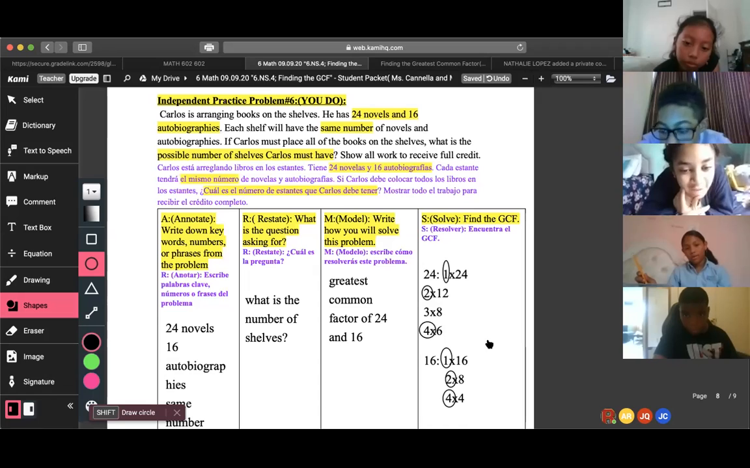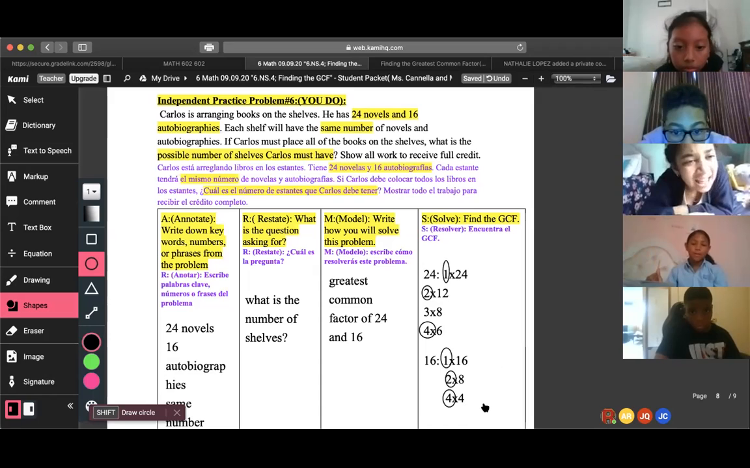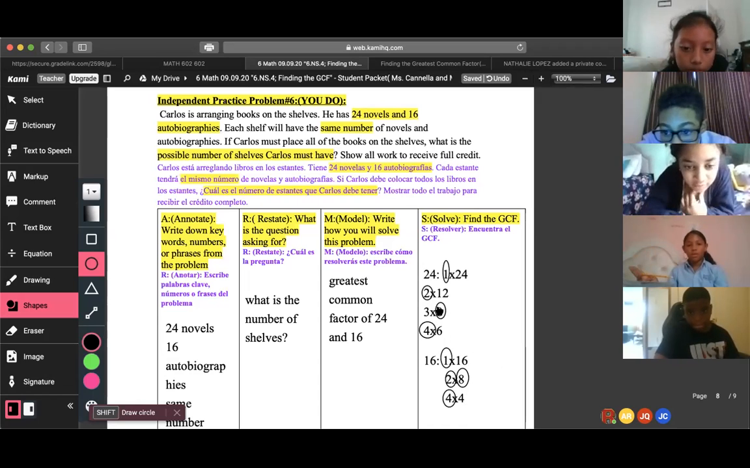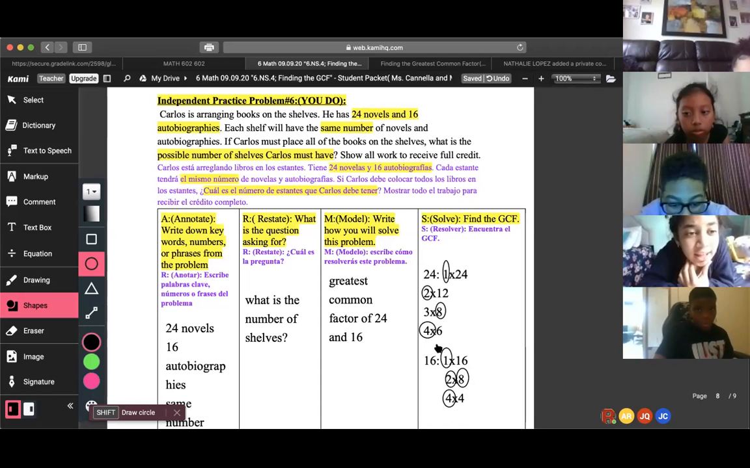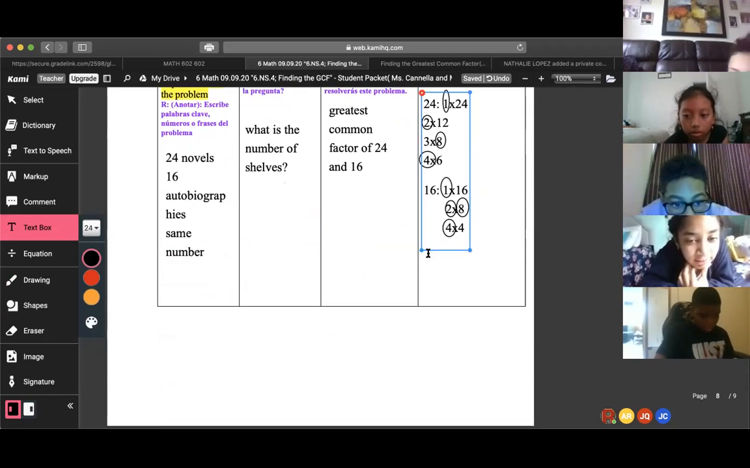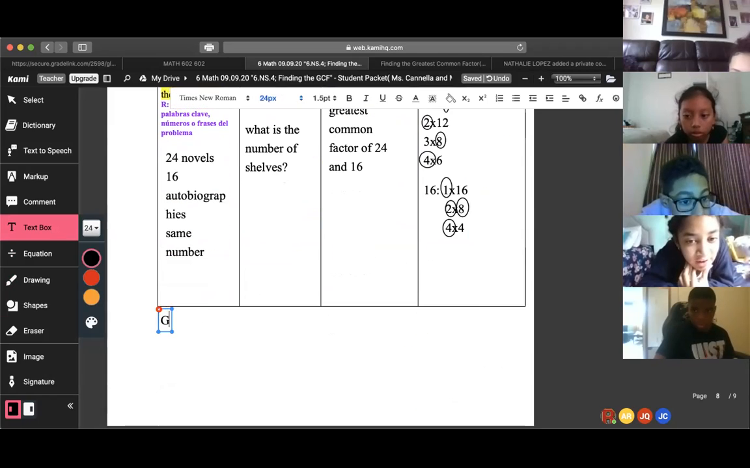You're missing one, Canelo. 4. Good. So the greatest common factor is 4. Canelo, you're missing one. The greatest common factor is 8. I mean, sorry, there's another one, 8 and 8. So is it 4 or 8? My mistake, sorry. Isabella, is it 4 or 8? Which is greater? 8. So the GCF equals 8.